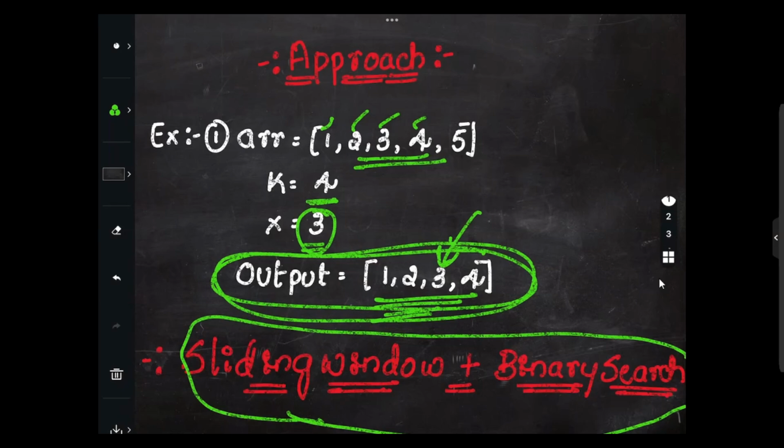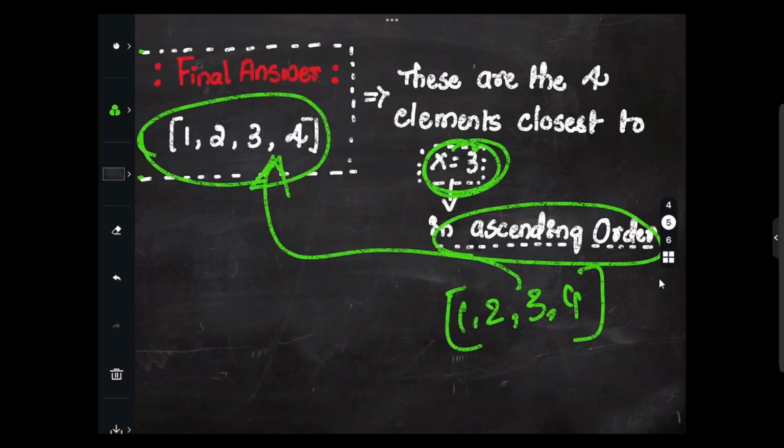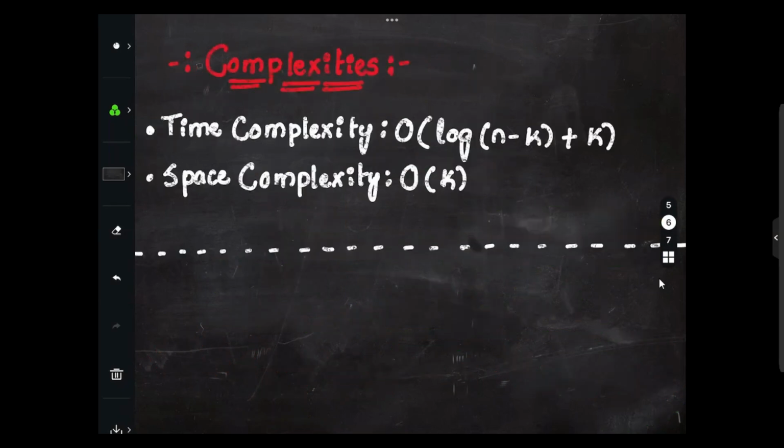So now as we are completely familiar with the approach, let's discuss the complexities. As I have said, we have already discussed a bit on the complexities part, right? What will be the time complexity here? The time complexity would be log(n minus k) plus k, because we are performing binary search over n minus k window positions, right?